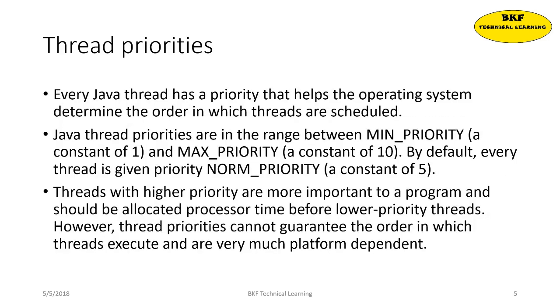Thread priorities. Every Java thread has a priority that helps the operating system determine the order in which threads are scheduled. Java thread priorities are in the range between MIN_PRIORITY, a constant of 1, and MAX_PRIORITY, a constant of 10. By default, every thread is given priority NORM_PRIORITY, which is a constant of 5. Threads with higher priority are more important to a program and should be allocated processor time before low priority threads. However, thread priorities cannot guarantee the order in which threads execute and are very much platform dependent.